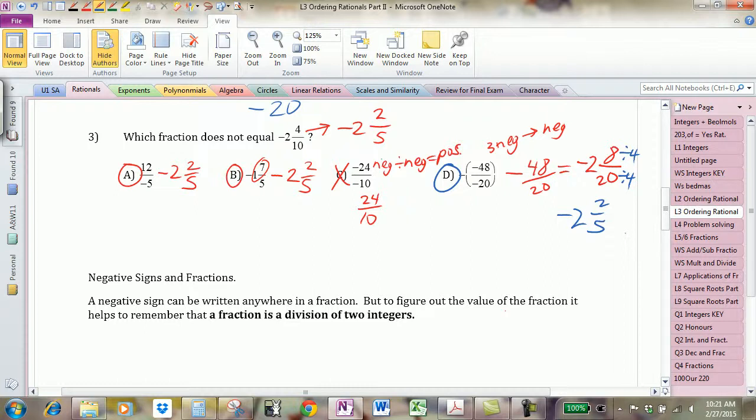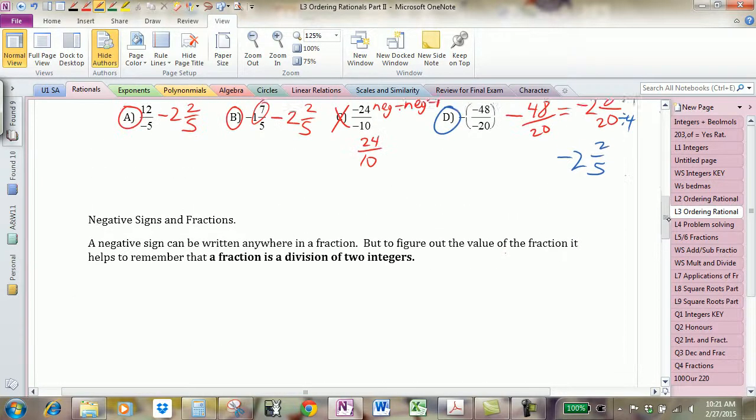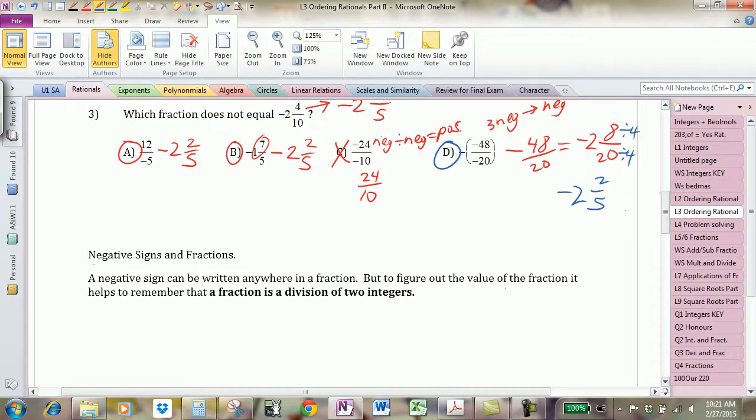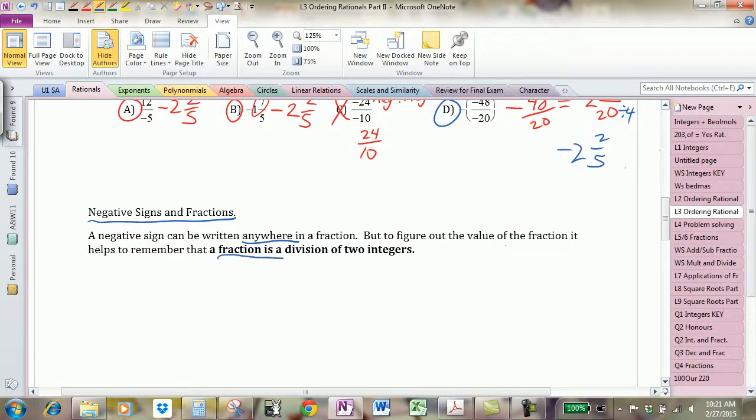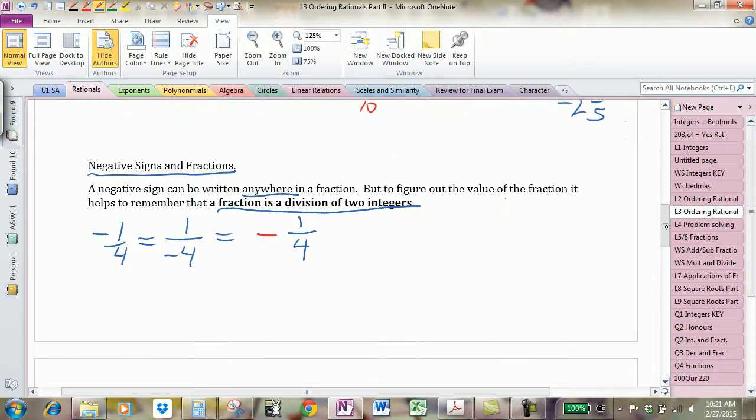Self-control. Okay, negative signs and fractions. So let's double check this stuff. This is important. A negative sign can be written anywhere in the fraction. But to figure out the value, it helps to remember that a fraction is a division of two integers. So we have negative 1 over 4. That is equal to 1 over negative 4. And it's also equal to negative 1 over 4. Those are the three locations of the negative sign.